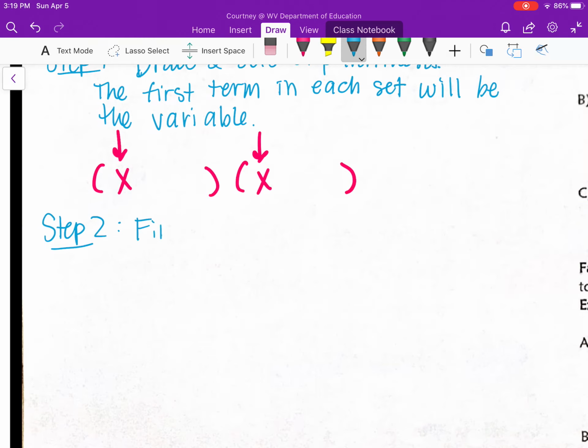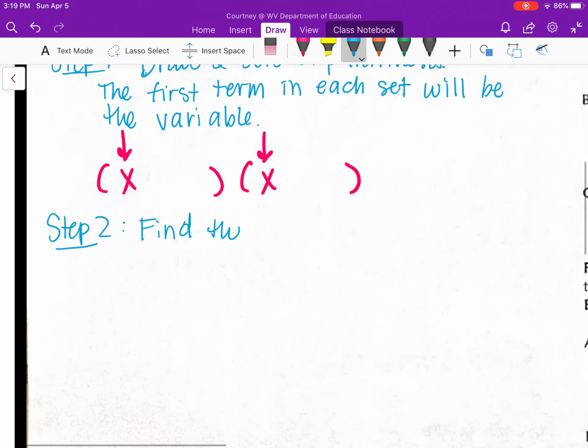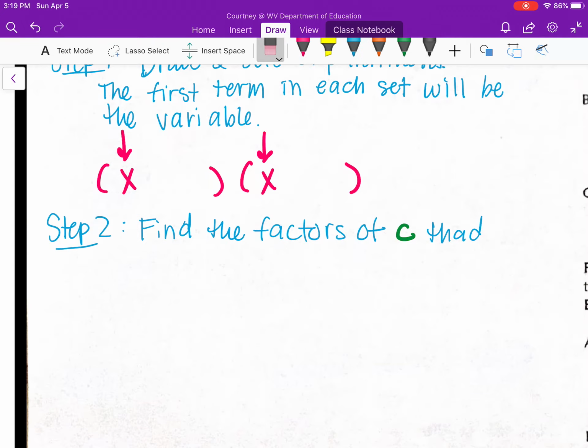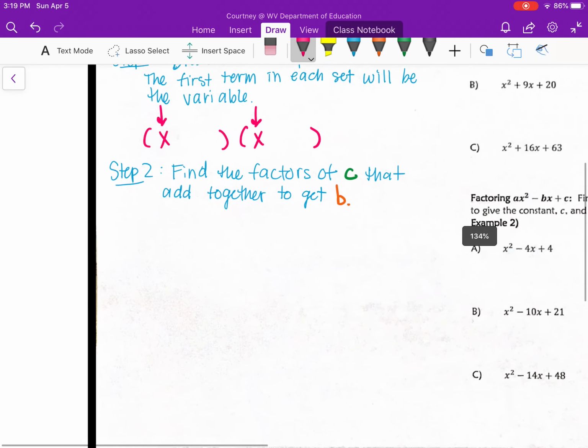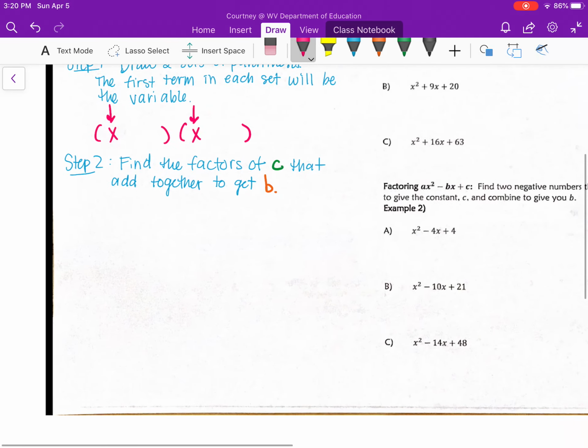Step 2 is find the factors of c. Remember, c is green. Find the factors of the green c that add together to get the orange b. All right, I'm going to show you what that means in just a second.